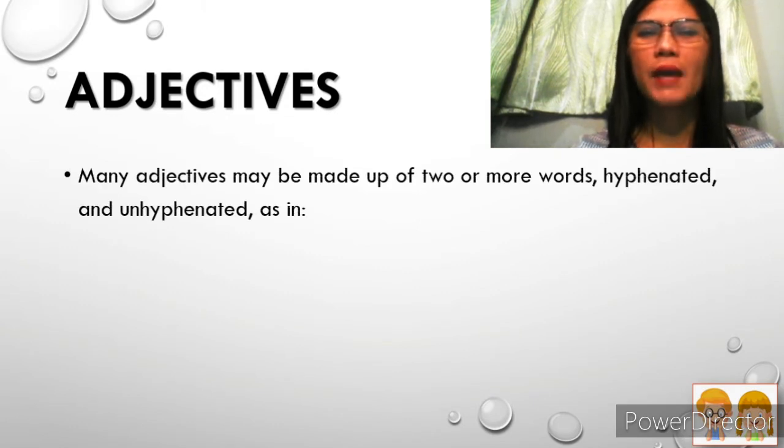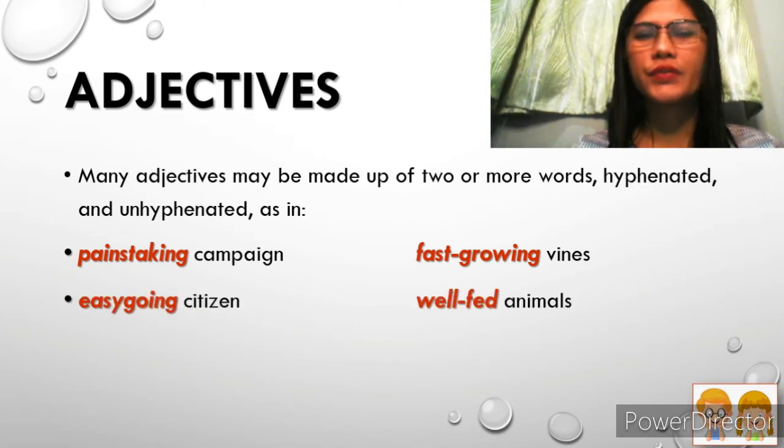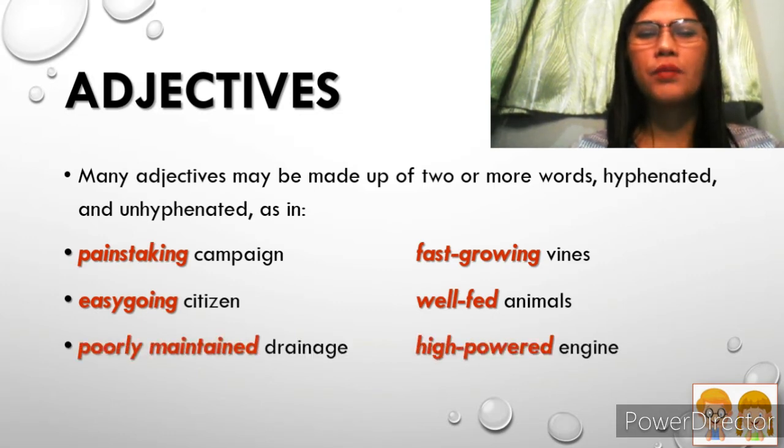Many adjectives may be made up of 2 or more words, like hyphenated and unhyphenated. Examples: painstaking and fast-growing. Painstaking is an unhyphenated adjective. Fast-growing is a hyphenated adjective. For example, if they are used in phrases, you have painstaking campaign and fast-growing vines. Other examples: easygoing citizen, well-fed animals, poorly maintained drainage, high-powered engine.